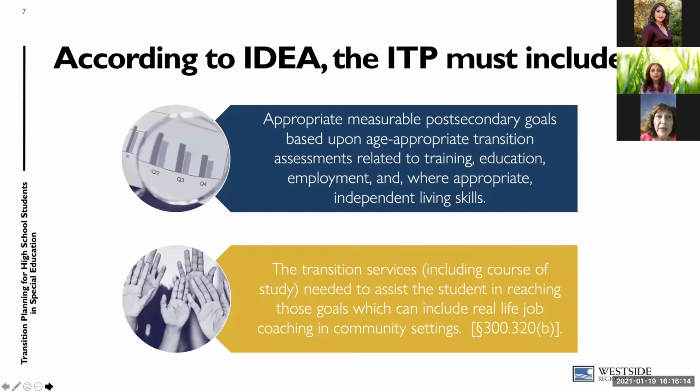So the ITP, and we talked about the Individuals with Disabilities Education Act. This is the framework for special education, and the document that's generated is the IEP for school, high school 16 and older. In addition to the IEP, an ITP is developed and must include post-secondary goals that are measurable and are based upon age-appropriate transition assessments. We don't want to use an assessment from a student that was 13 to develop a transition plan for a student that's 16 or 18.